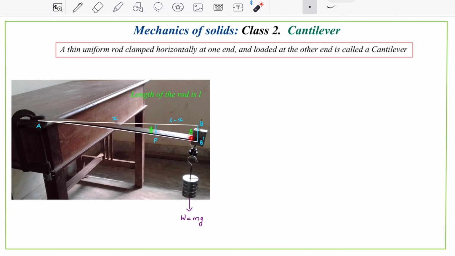How much does the end deflect due to the weight W? This is given by the depression delta at the free end of the cantilever. Now consider a point P in the beam which is at a distance x from the fixed end. Now the depression at this point is y.